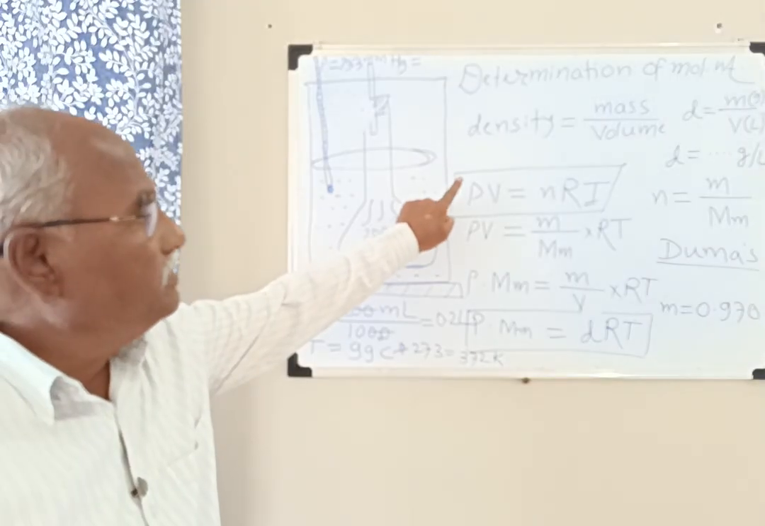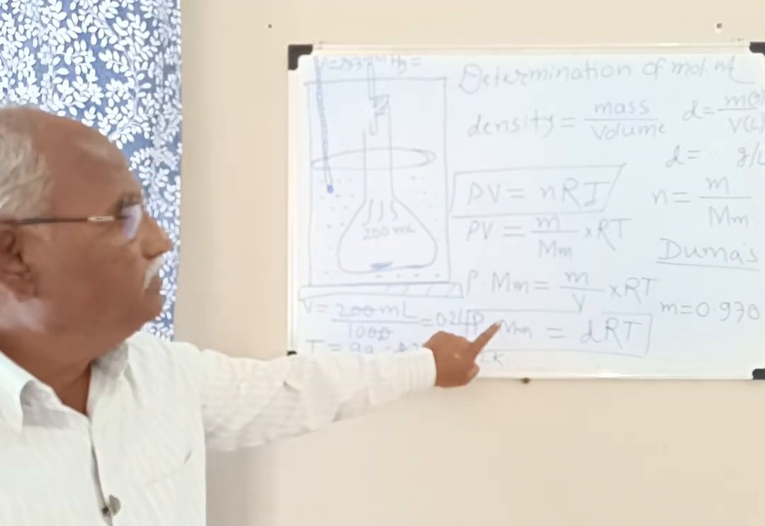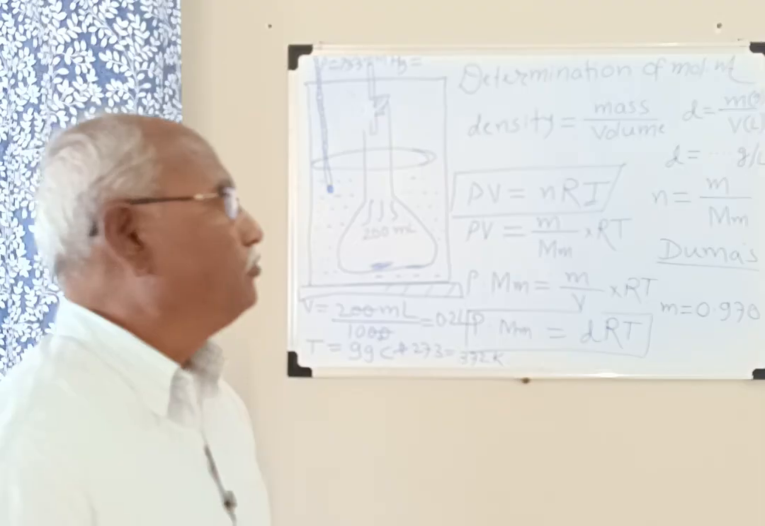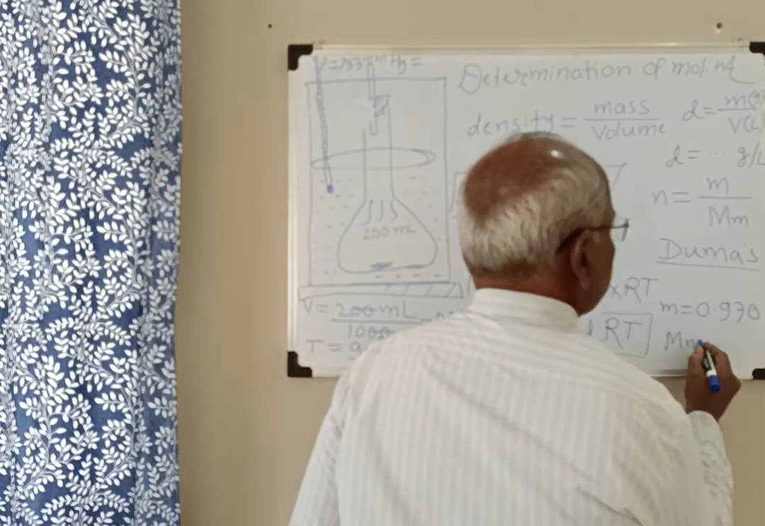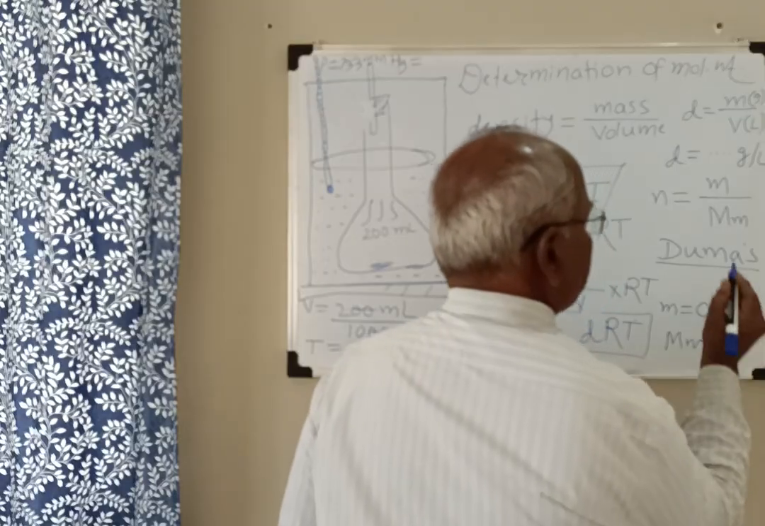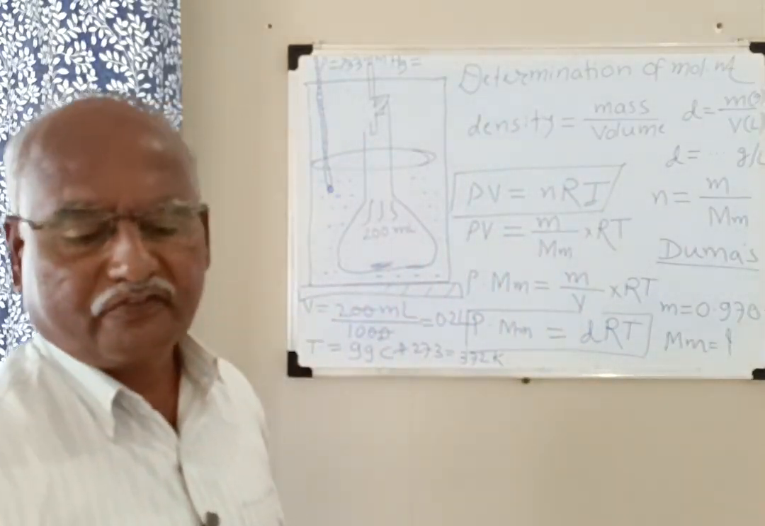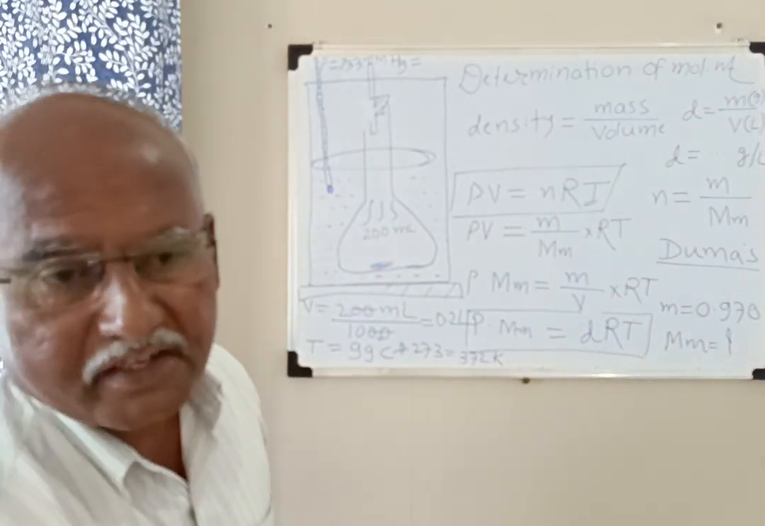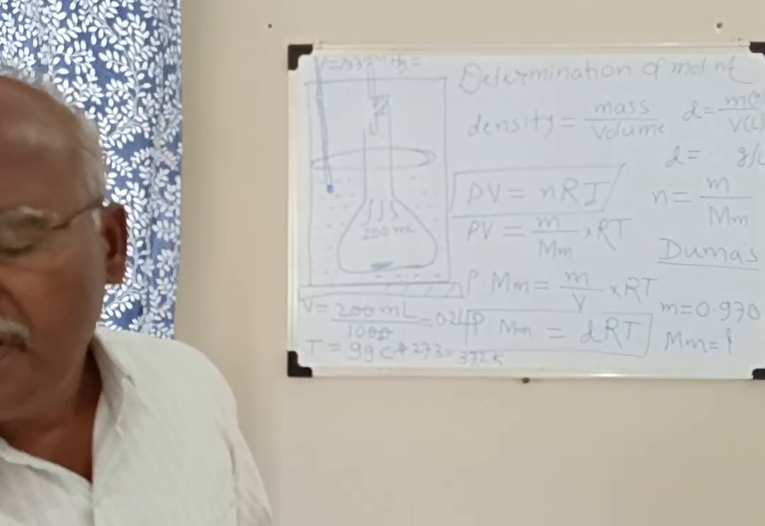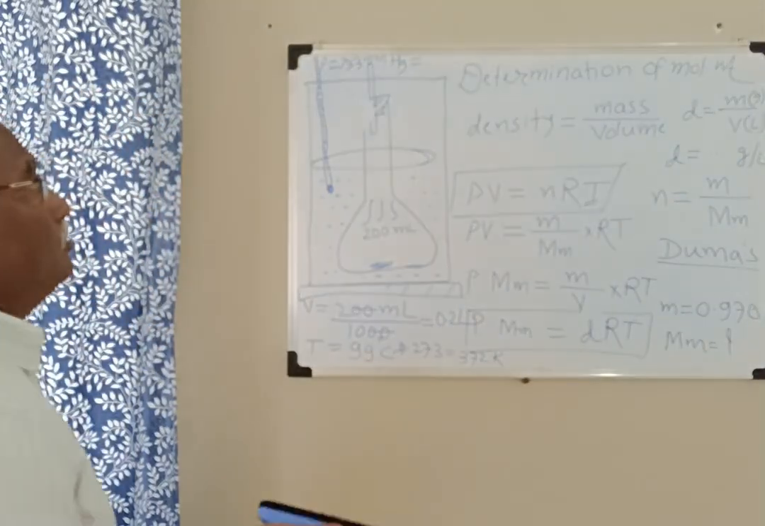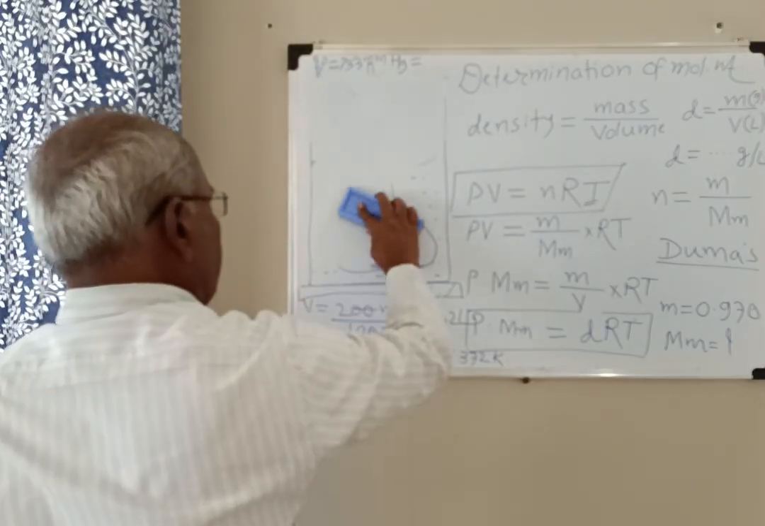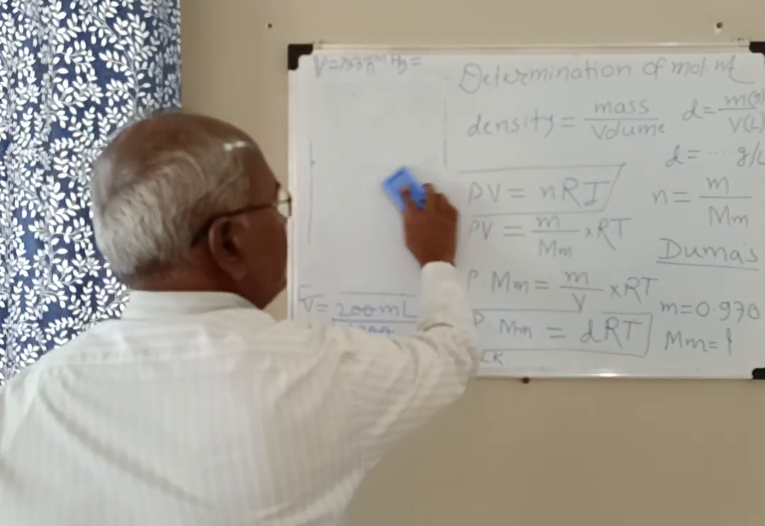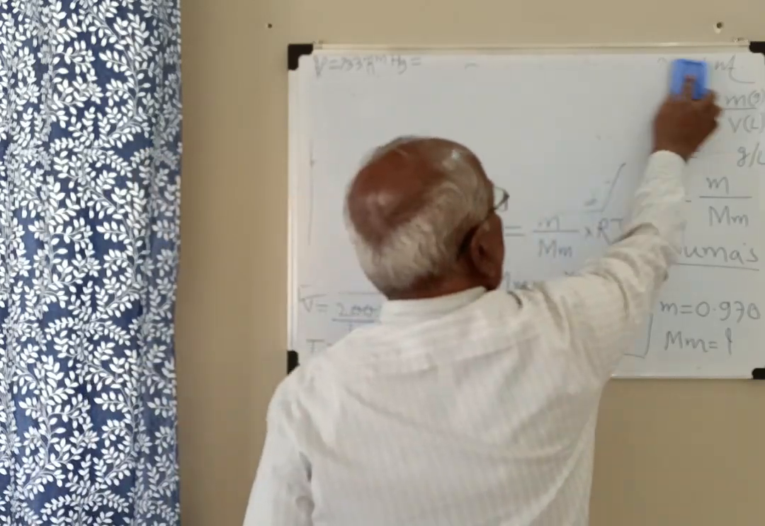By using this relation and this relation, we are going to find out the molecular mass of the substance. I think it will be clear. Now I remove this diagram. I clean the board.